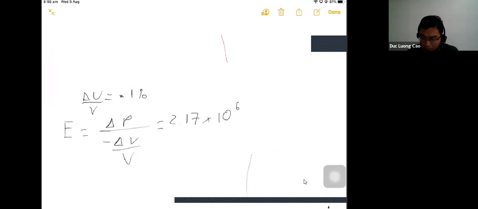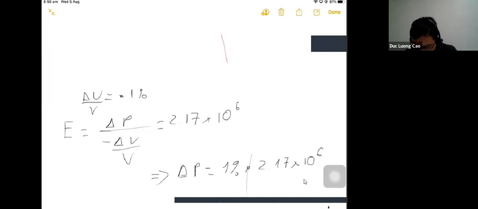Okay. So from here you have delta P equal to minus delta V over V, which equals 1% times 2.17 times 10 to the power 6, so this one is 21.7 kPa.